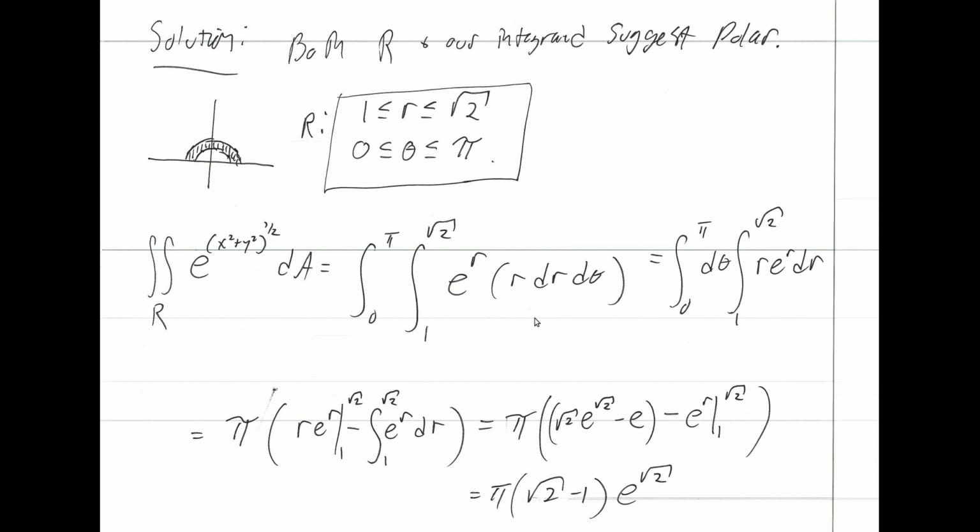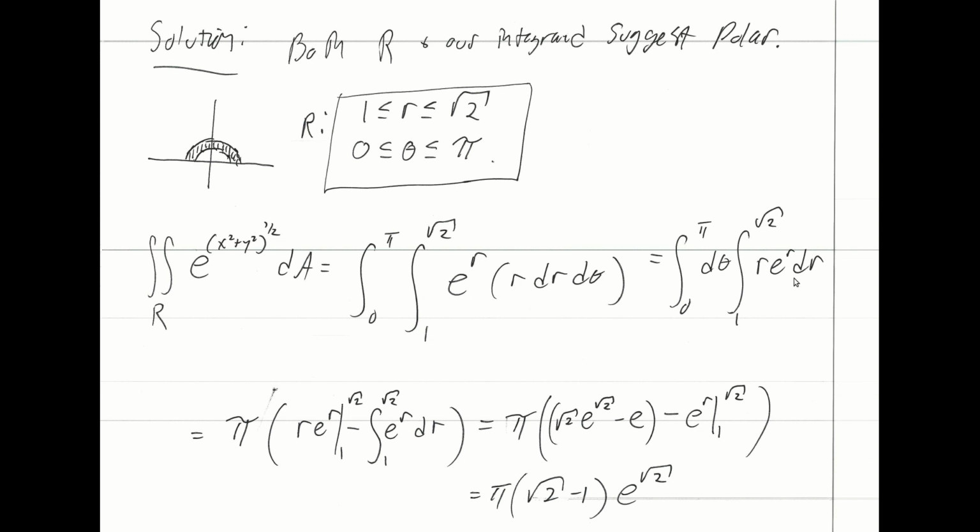This is an instance where I've got all constant limits of integration, all 4 are constant, and my integrand looks like r e to the r times 1. So I can pull that apart and write it as the product of 2 single-dimensional integrals. This one is trivial, you just get pi minus 0, which is pi. For this one we're going to do integration by parts.